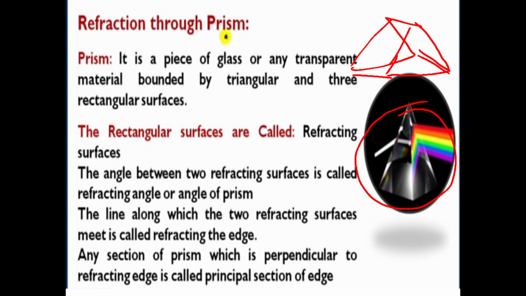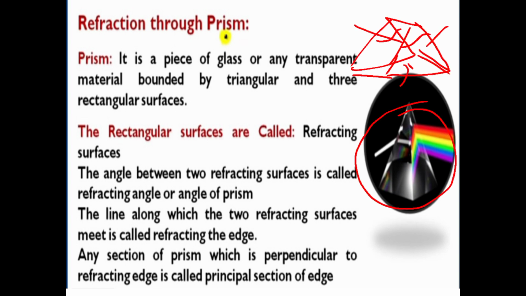Now the rectangular surfaces are called refracting surfaces. We call these rectangular surfaces refracting surfaces. One, second, and this is the third one here. Now the angle between 2 refracting surfaces is called the refracting angle or angle of prism. The angle between 2 refracting surfaces, that is this angle. This is the angle.